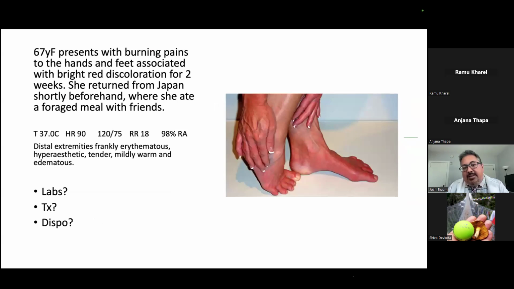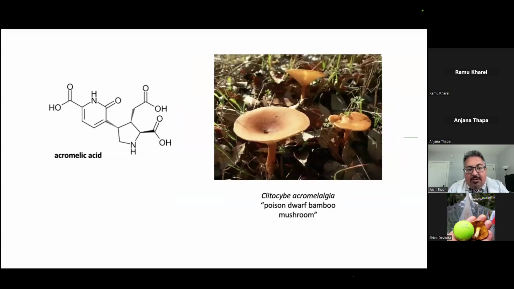This is a case of a person who was exposed to mushrooms in Japan, who developed these kinds of skin symptoms. And this is a rash of the extremities, frankly erythematous with hyperesthesia, so very tender to the touch. This is not a deadly outcome, but it's generally caused by acromelic acid from Psilocybe mushrooms. And patients who have this type of skin effect from ingesting these mushrooms can often have it last for months and can be a source of chronic pain, even in patients who have these exposures.